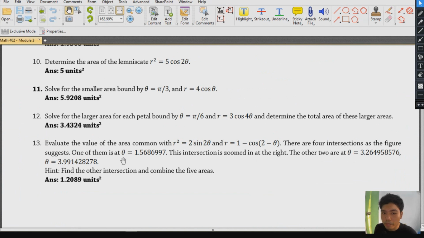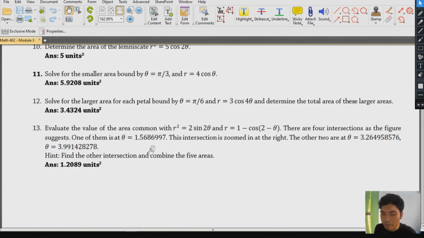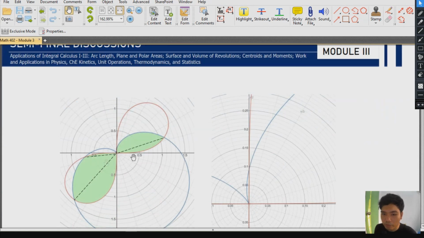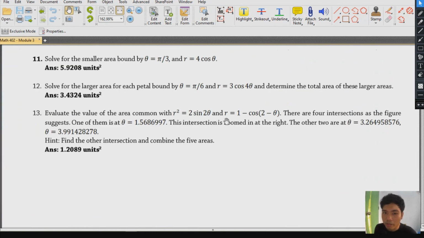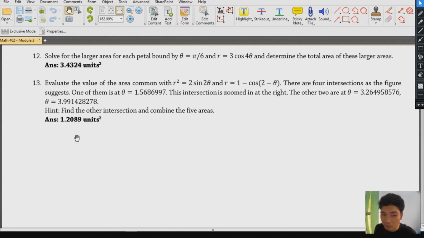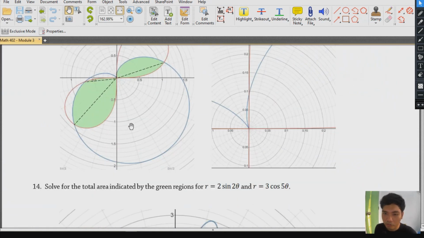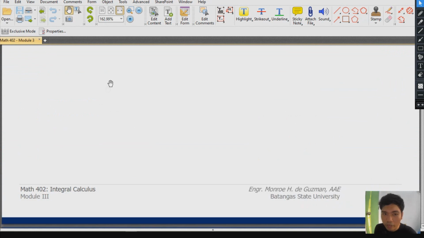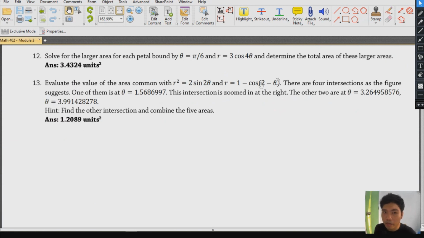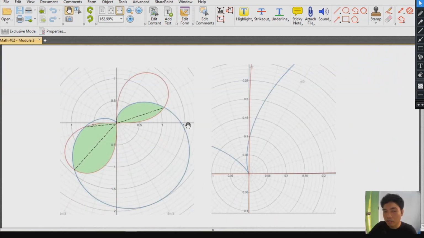So one of them is at theta is equal to 1.568997. So ito na yun, 1.568997. And then the intersection is zoomed at the right. The other two are theta is equal to 3 point ito, and then another theta is this one. Find the other intersection and combine the 5 areas. So ito yung medyo matrabaho dito, no? So based on the graph, we could say na ang 1.568997 is in radians, that's around 90 degrees.